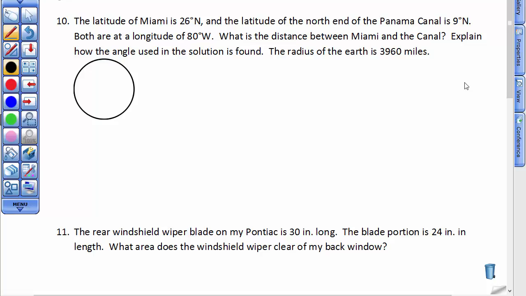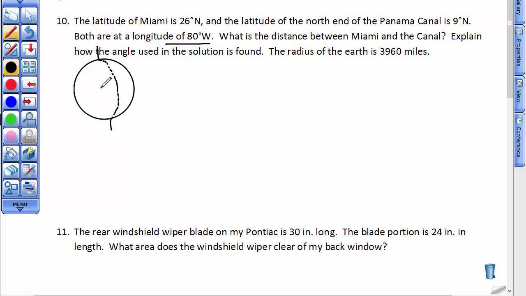The key to this problem is that both of these locations, Miami and the Panama Canal, are on the same line of longitude, 80 degrees west. So here's the North Pole and here's the South Pole. A line of longitude is something like this. It's from the north to the south. They're on the same arc, if you will.